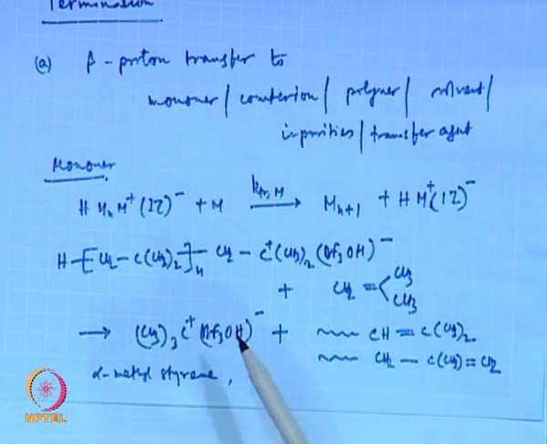We just gave an example with the monomer, and in the next lecture, we will talk about the other termination possibilities, and we will discuss the kinetics and the energetics of cationic chain polymerization, and then also discuss the characteristics and other features of anionic chain polymerization.